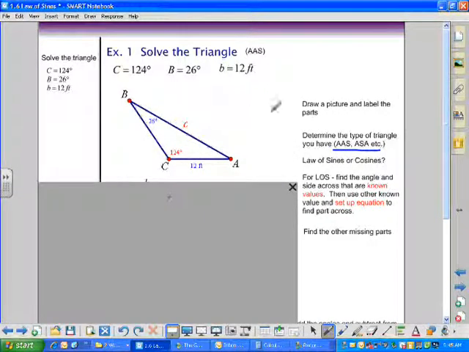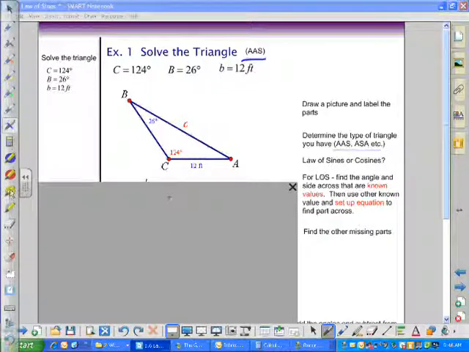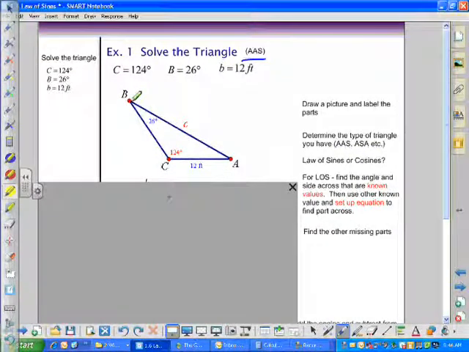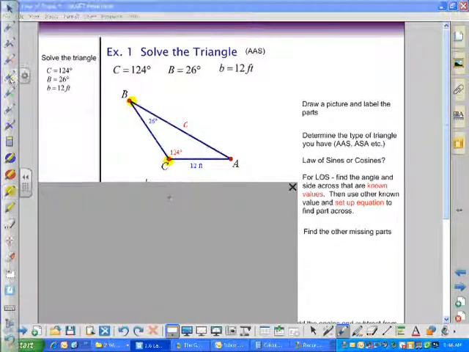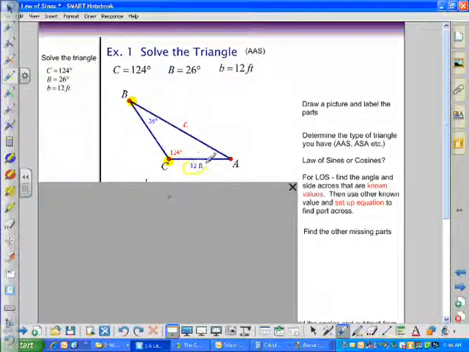Is it angle, angle, side, angle, side, angle? I already told you it's angle, angle, side. But I really want you to see that relationship. Angle, angle, side means we know two angles, angle B and angle C. And then we also know another side that's across from one of those known angles. It's not the side in between the two angles. If it were the side in between the two angles, it would be angle, side, angle.